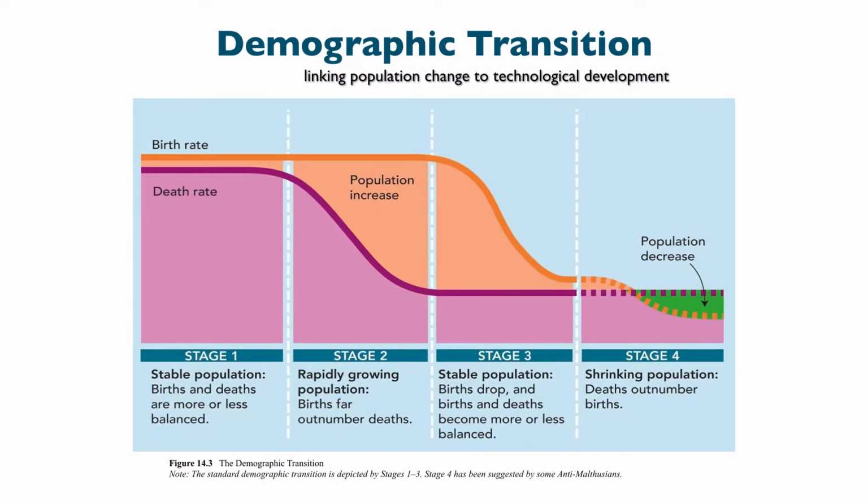Here's an example of the demographic transition in a graph view. As you can see, this shows the demographic transition, which sociologists have linked to the population change of different societies, and they're linking this to technological advancements. And as you can see, exactly as proposed, stage 1, 2, 3, and 4. And they assert that the least industrialized nations, which are currently in the second stage, are going to follow this transition.